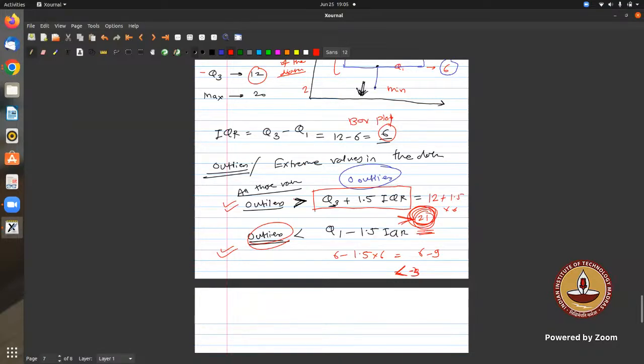So in our data set, there is no value which is greater than 21. So yes, sir, I do not have outliers on that side. Also, I do not have any value which is less than minus 3. So yes, sir, zero outliers in our data set. Got it, sir.